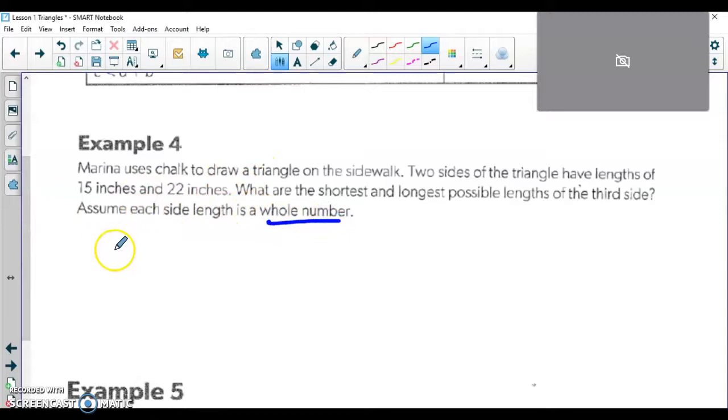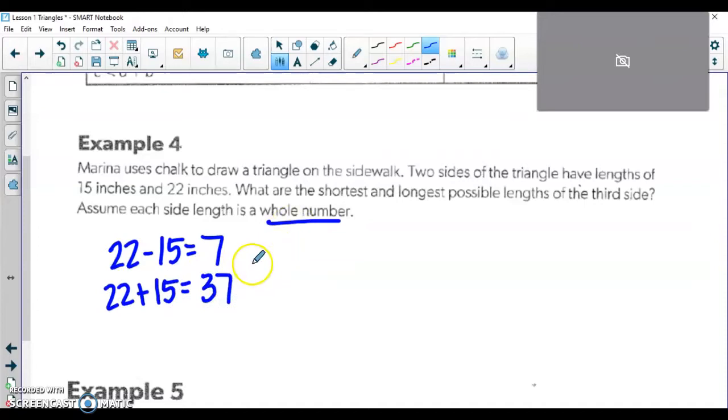So step 1 is to do a subtraction problem. You just need to do the bigger minus the smaller. Step 2 is an addition problem. It doesn't matter which way you add. So our third side has to be between 7 and 37. But remember, it can't actually be 7, because 7 would be if the sticks were right up next to each other, not creating that triangle.